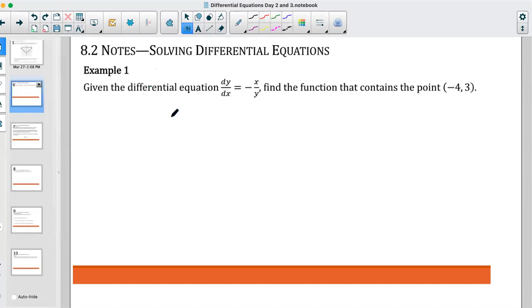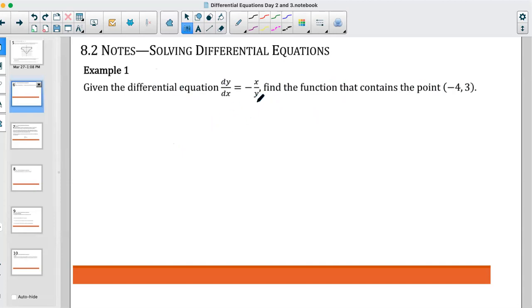This one here is almost like a review, just so we remember how to solve these things. Here they give us a differential equation and a point, and they want you to find the function that contains the point. That means the specific particular solution to this differential equation that has this point in it. Whenever they ask you to solve it, to find a function, you have to separate variables first. That always has to be your first step.